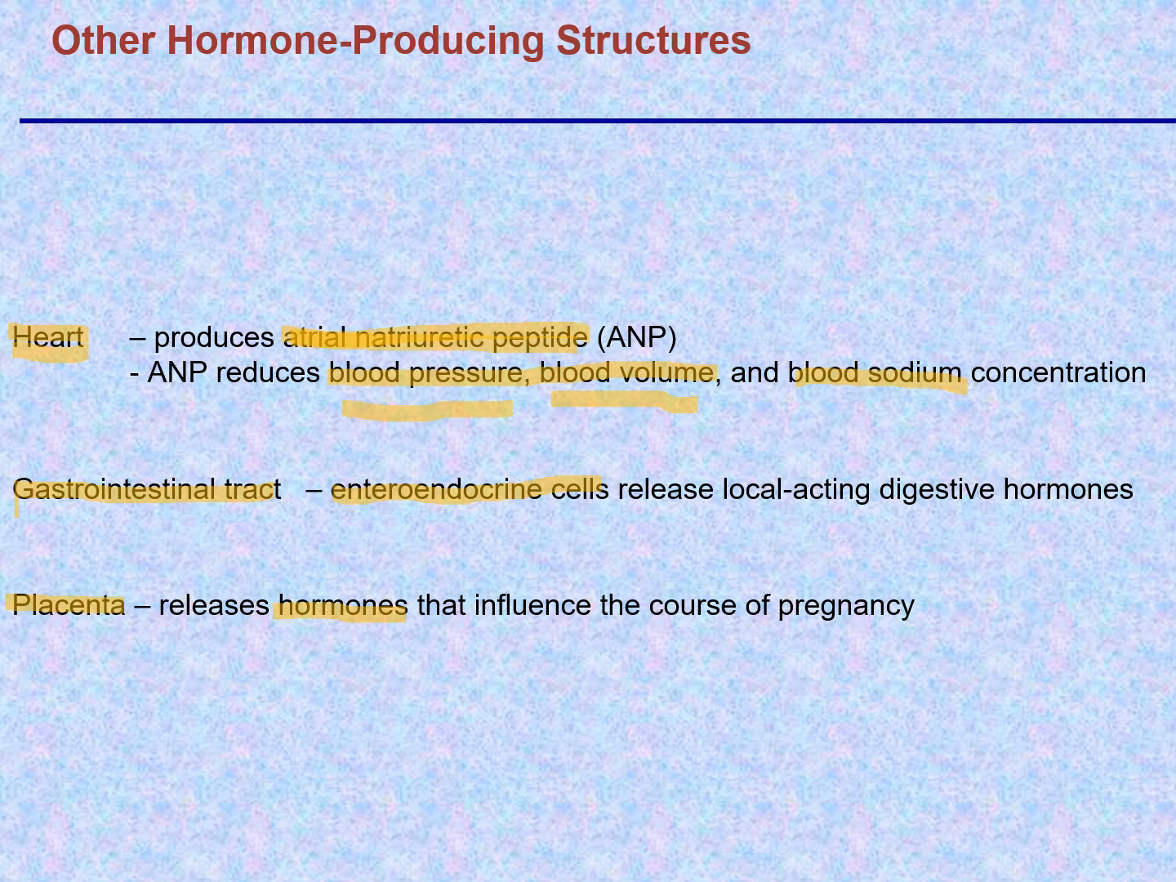The heart, of course, pumps blood. The gastrointestinal tract helps process food that we eat, and the placenta helps to exchange gas and nutrients and waste products. But also, each of them produce important hormones.